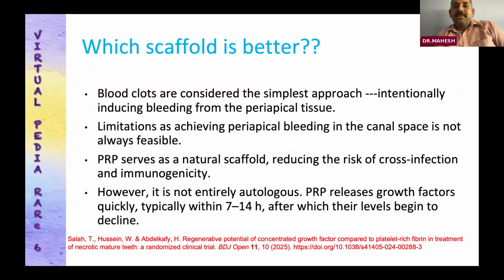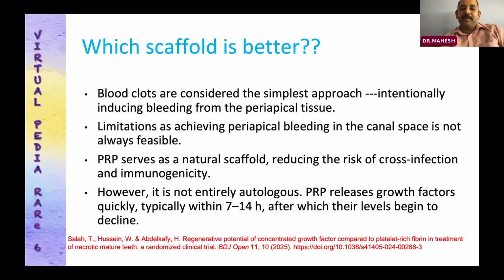So if we take up which is the better scaffold and the most commonly used scaffold, blood clot is the simplest approach. This is the most common scaffold which we use in our regular practice, but the limitation is that we will not always be able to induce bleeding from the periapical region. We induce bleeding with a K-file, but in some cases the blood does not completely fill up to the CEJ. So that is one limitation when we use a blood clot as a scaffold for these regenerative endodontic procedures. And then we started withdrawing the blood.